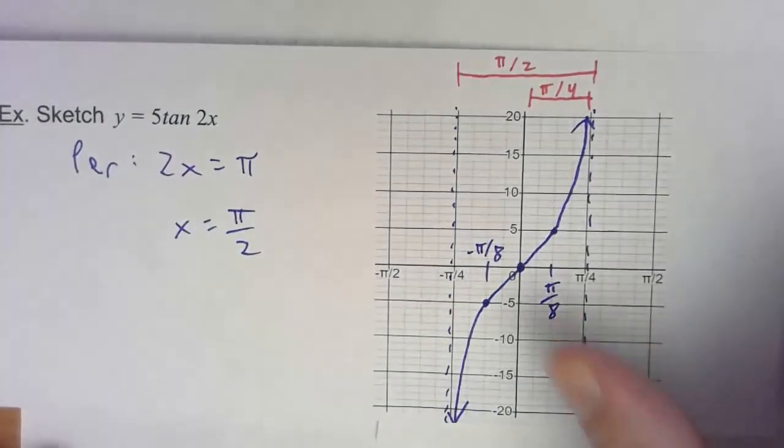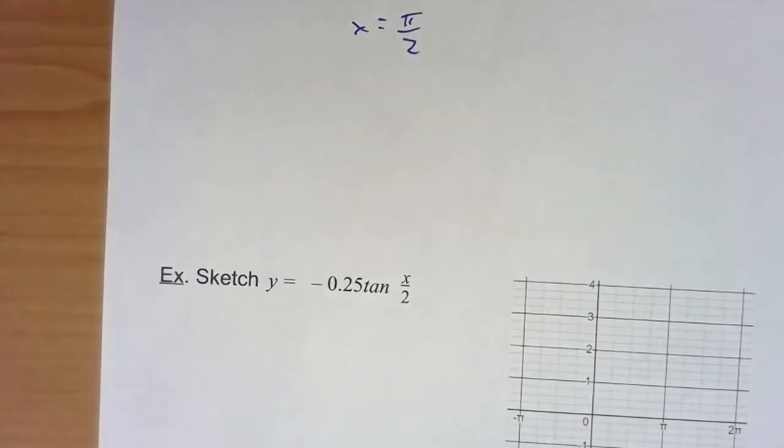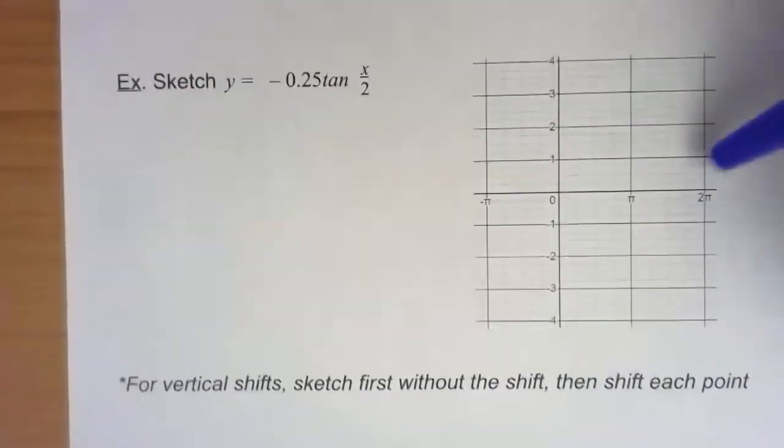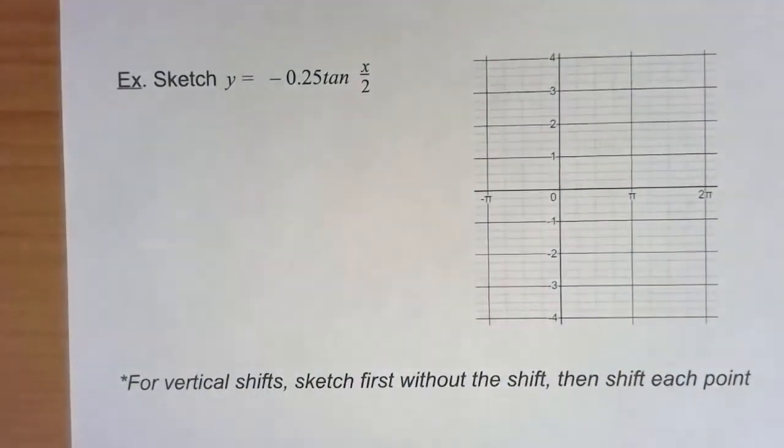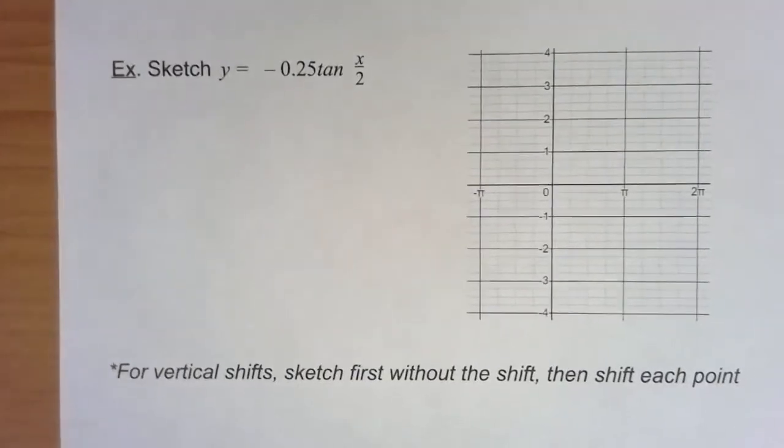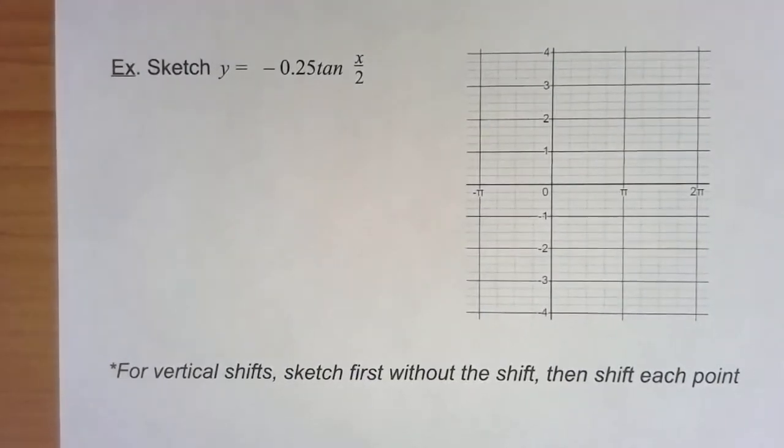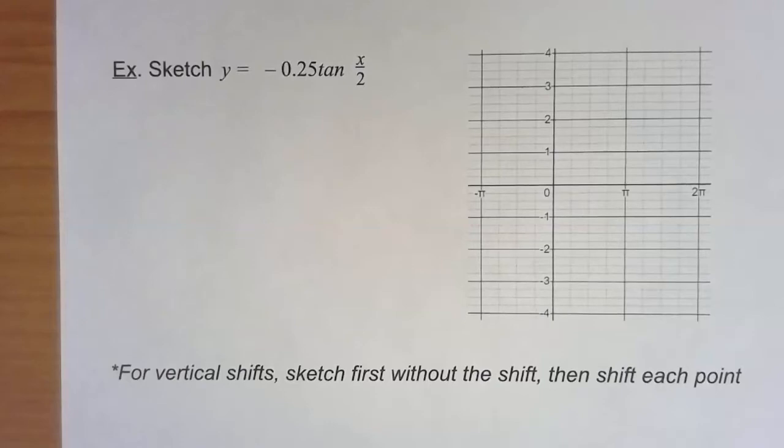All right, so now why don't you go ahead and try one of these to call it quits for this lesson. Take a look at this one. Notice there's a negative out front there. I'll let you think about what a negative tangent graph would look like, that reflected about the x-axis. You go ahead and try to sketch this graph here.